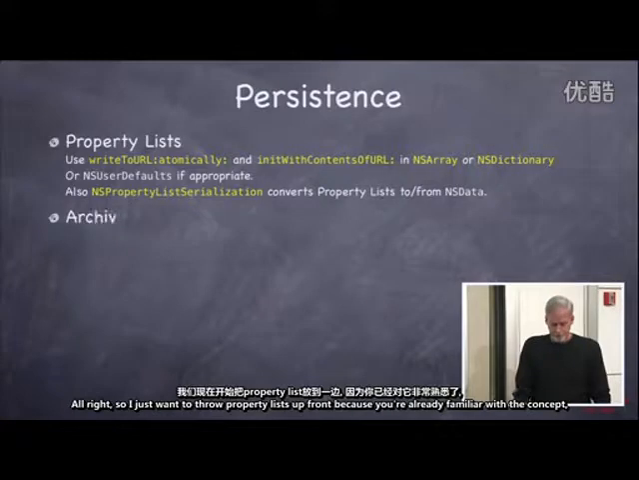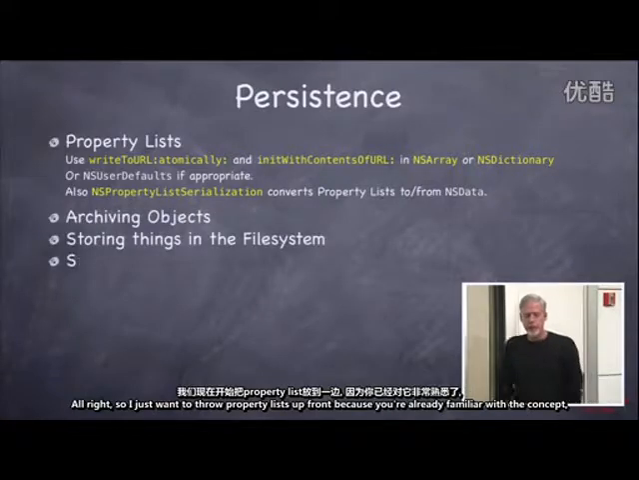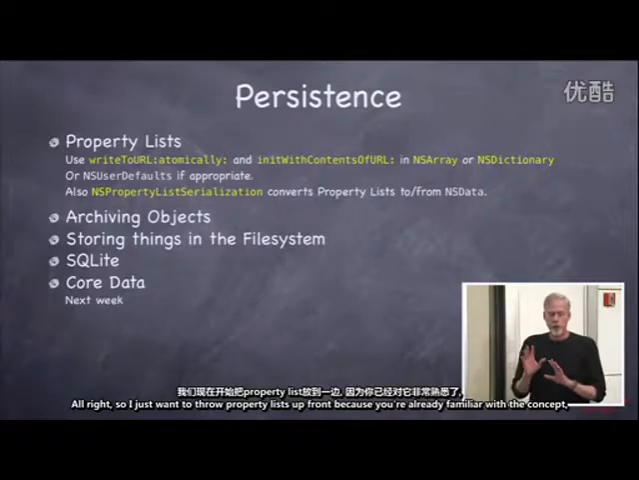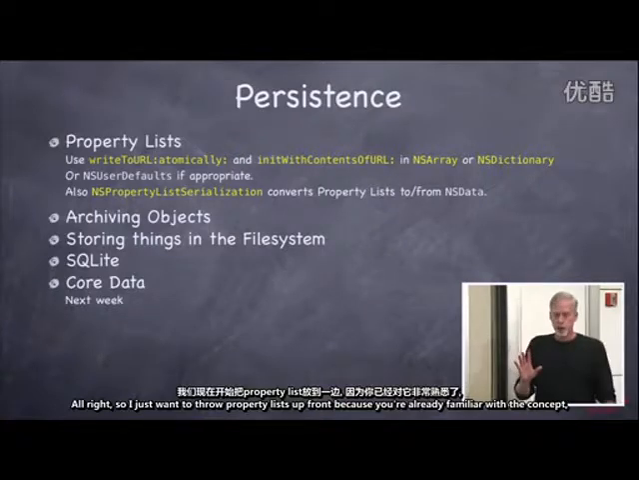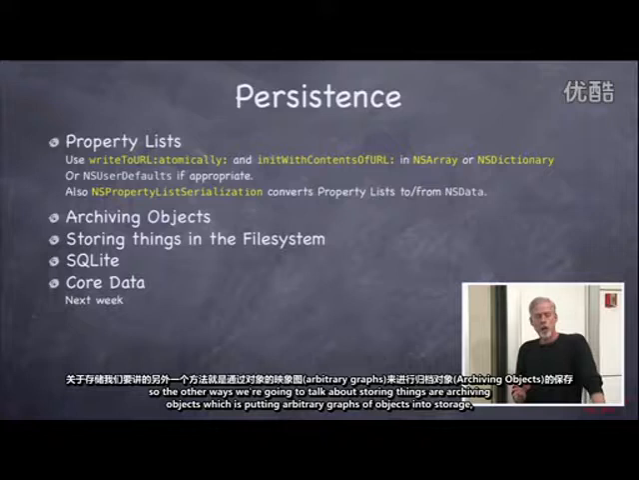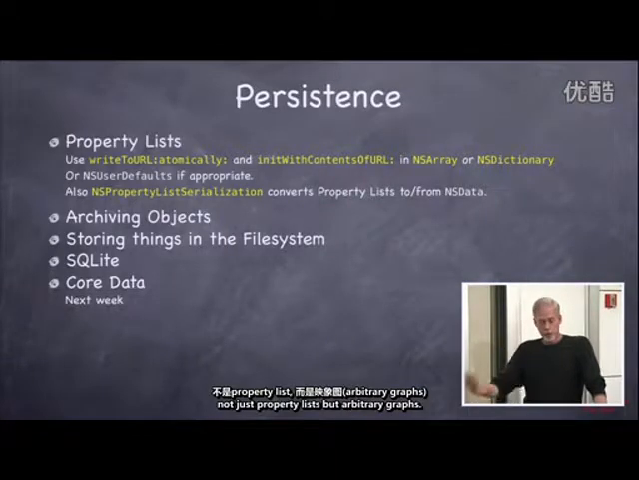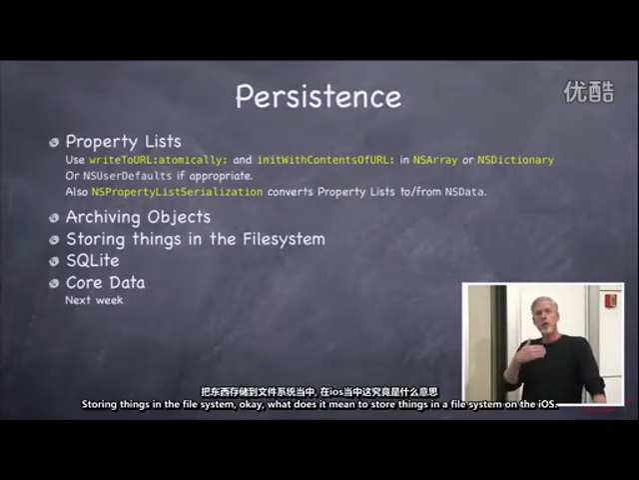All right. So I just want to throw property lists up front because you're already familiar with the concept. The other ways we're going to talk about storing things are archiving objects, which is putting arbitrary graphs of objects into storage, not just property lists, but arbitrary graphs. Storing things in the file system.